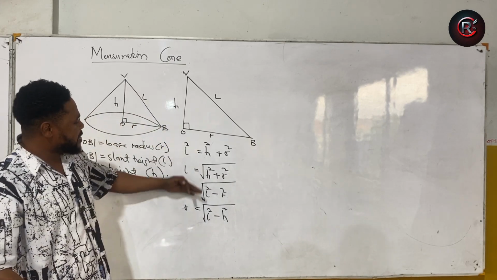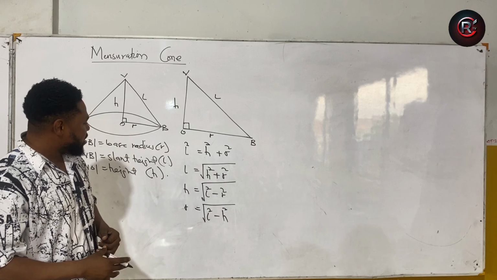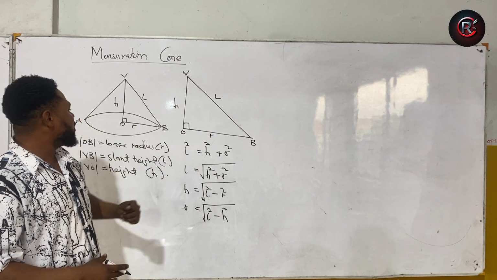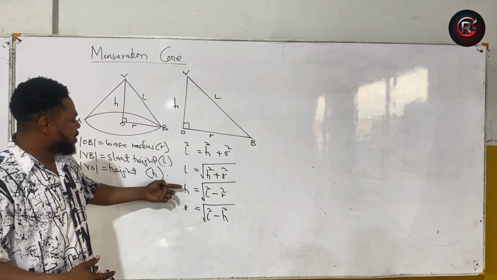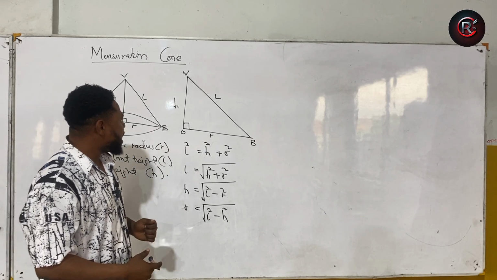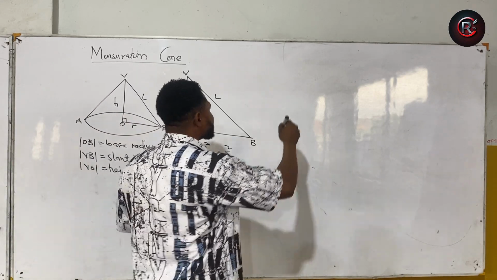All right, so this is the relationship that we can have here. So we can have these formulas also. If a question is given, we should be able to find our L, H, and what? R. All right, let us go further.